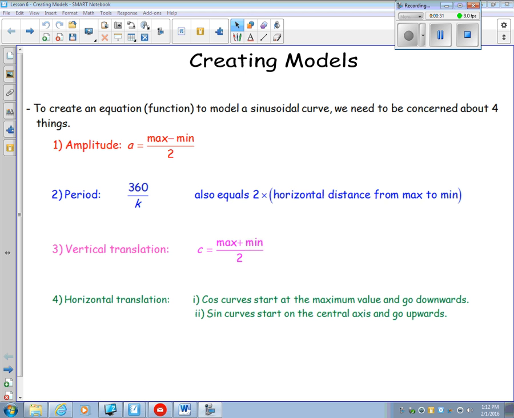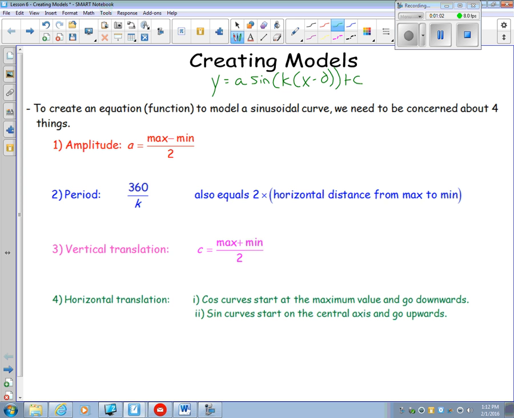For every model that we build, every equation that we need, and remember an equation would be in the form y equals a sine or cos, let's just call it sine for now, k times x minus d, plus c. We're going to need four things: the a, the k, the d, and the c. Now, all four aren't necessarily used in every equation. There might not be a phase shift, for example, or there might not be a vertical translation. But you still need to figure out your amplitude and period every time.